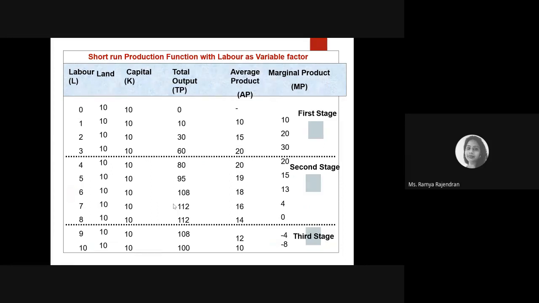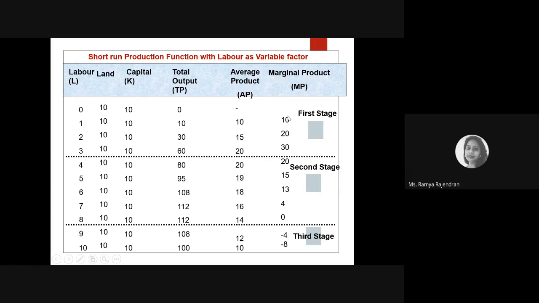I'm using the same example here, but we are categorizing this as a first stage, second stage, and third stage, and I've also included land. Earlier, we did not have land. Here capital is fixed, land is fixed, but we have labor which is varying. All the numbers remain the same. So from 0 to 3, we are in the first stage. From 4 to 8, we are in the second stage. With labor 9 and 10, we are in the third stage.